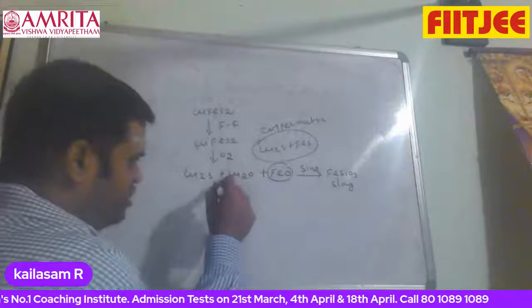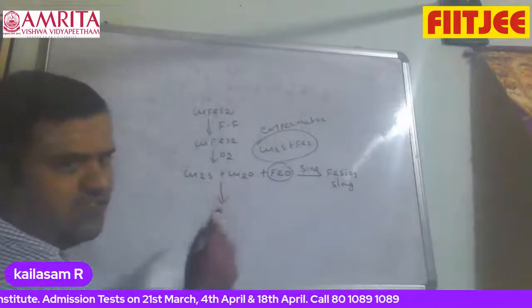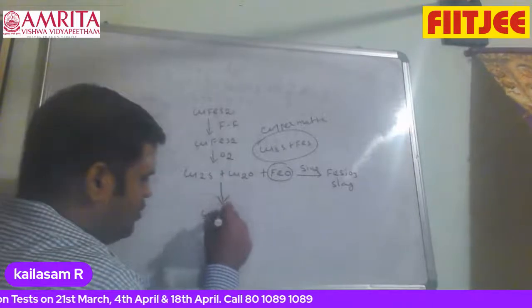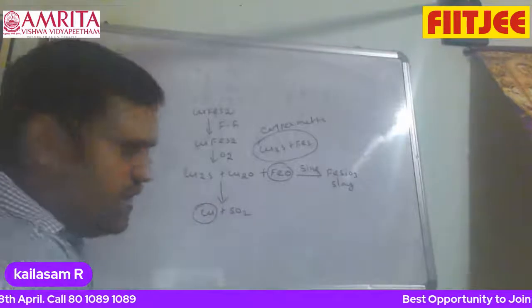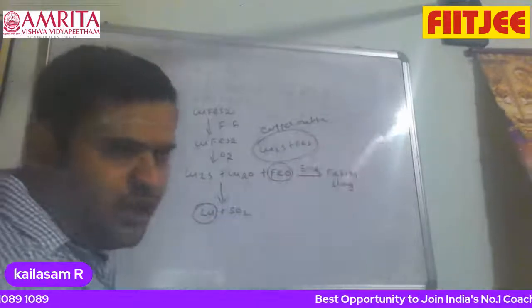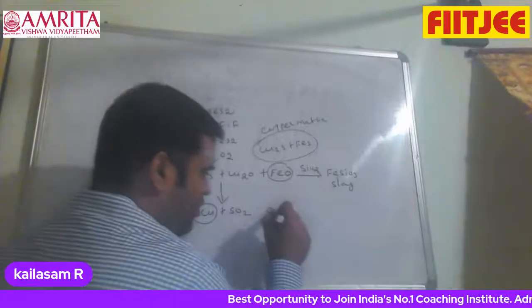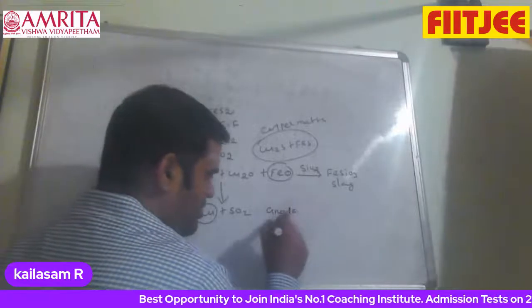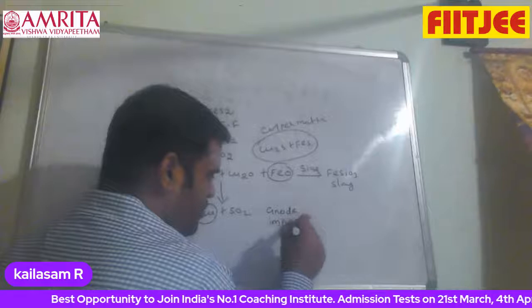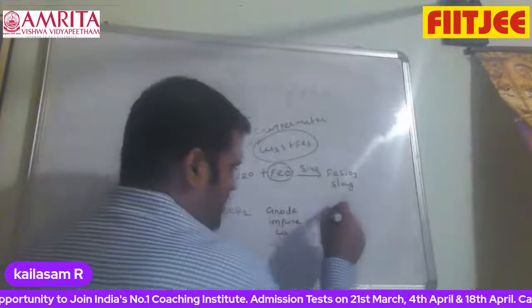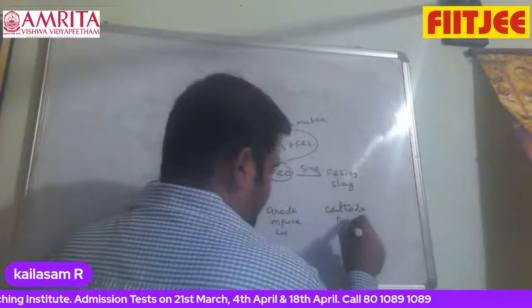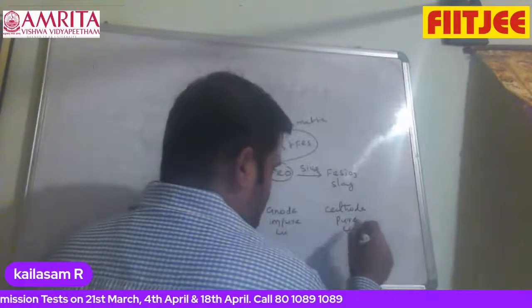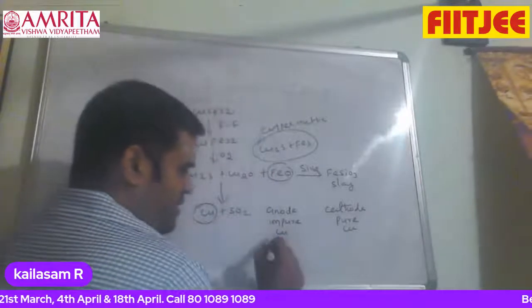Now, I told you these two undergo self reduction and give Cu plus SO2. It's called blister copper. Now, what process do they go for? Electrolytic refining. Same thing. Anode: impure Cu, cathode: pure Cu.